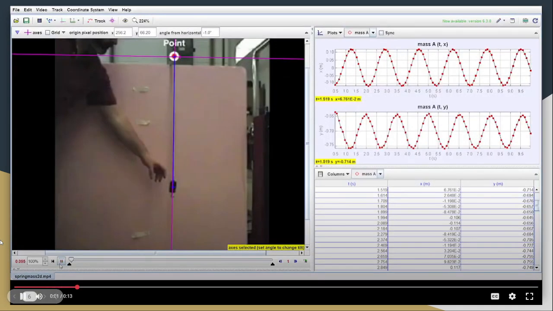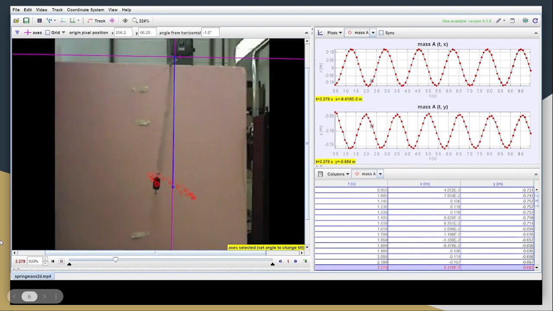This is the tracker video showing the motion of the oscillation.